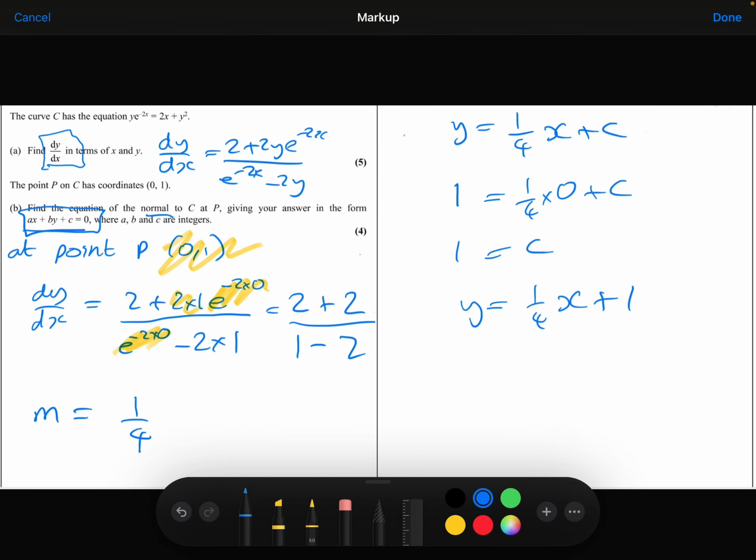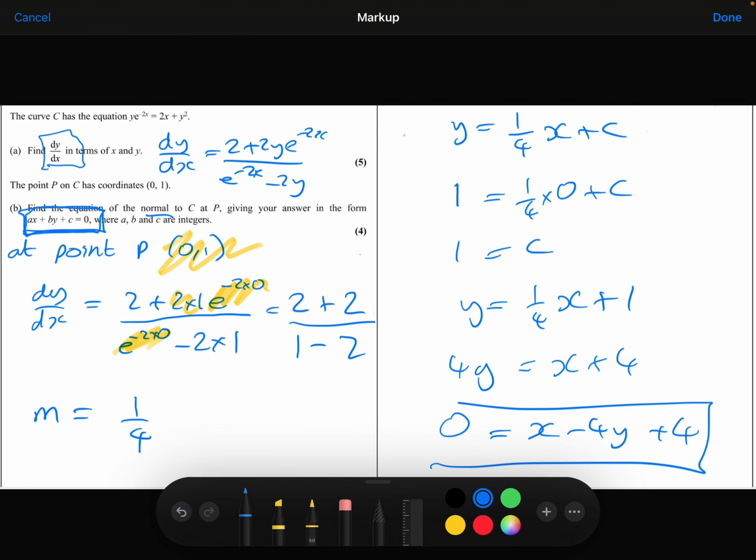And now just to write it in the required form, so times through by 4 and move everything onto one side. And we're done.